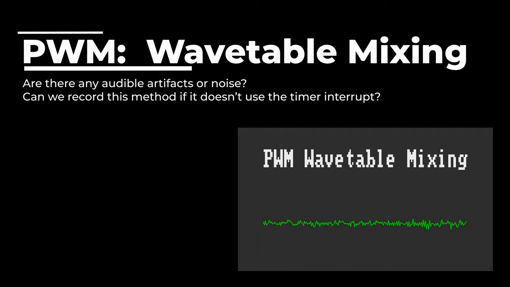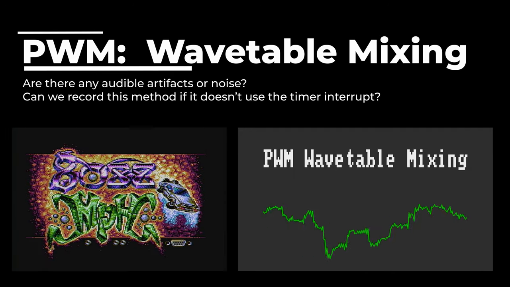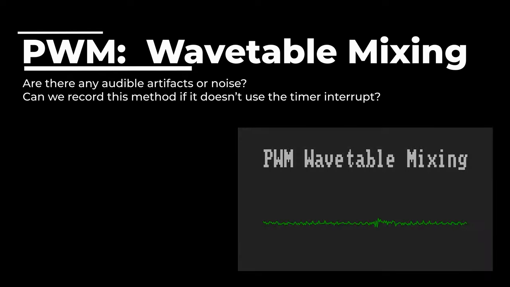The wavetable mixing engine in the award-winning demo 8088 miles per hour uses pulse width modulation techniques for output. However, it doesn't use the traditional two timer channels technique, which might cause a problem for some of our methods.